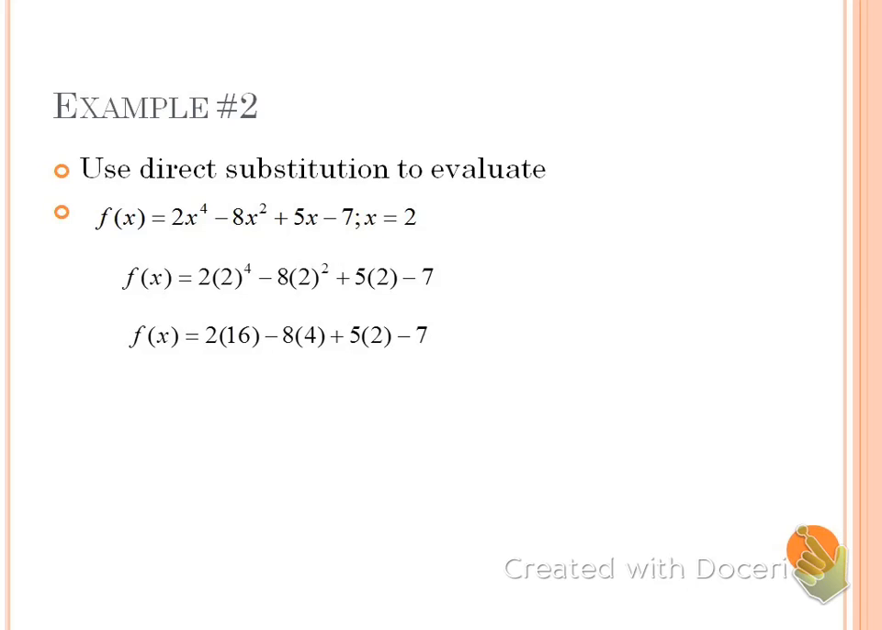Yep, 16. 2 squared is 4. So you evaluate your exponents first. Then you multiply. So do 2 times 16 minus 8 times 4 plus 5 times 2 minus 7. You should end up here. I'm assuming you guys can do multiplication. Then you do 32 minus 32 plus 10 minus 7, and you get 3.